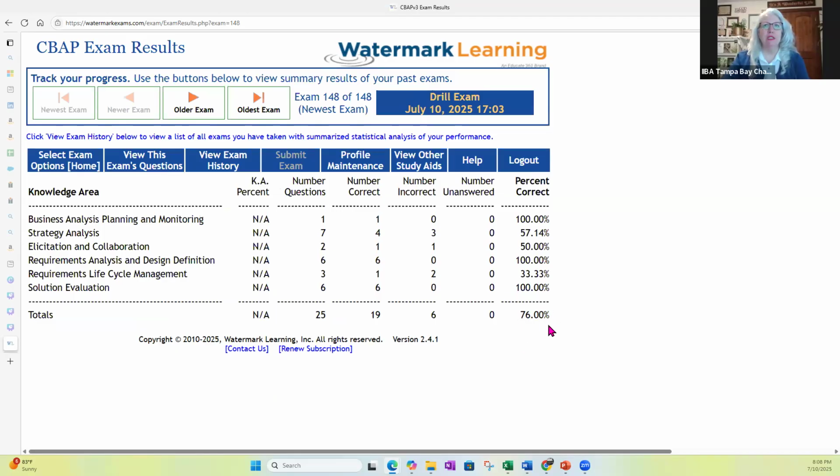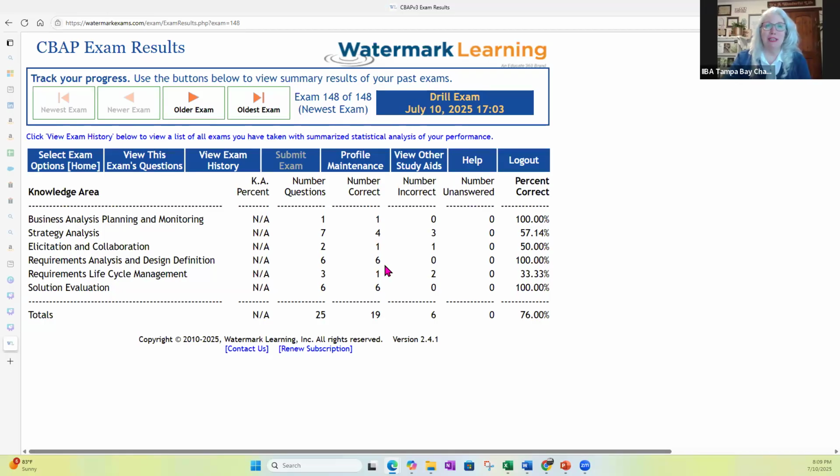Overall, you got a 76%. Woohoo. Perfect on, well, out of one question, you got it right on one. Strategy analysis, you got 4 of 7 right. So we have a little bit of brushing up to do there. Elicitation and collaboration, very first ones, 1 out of 2, not so bad really. You only got 1 wrong.